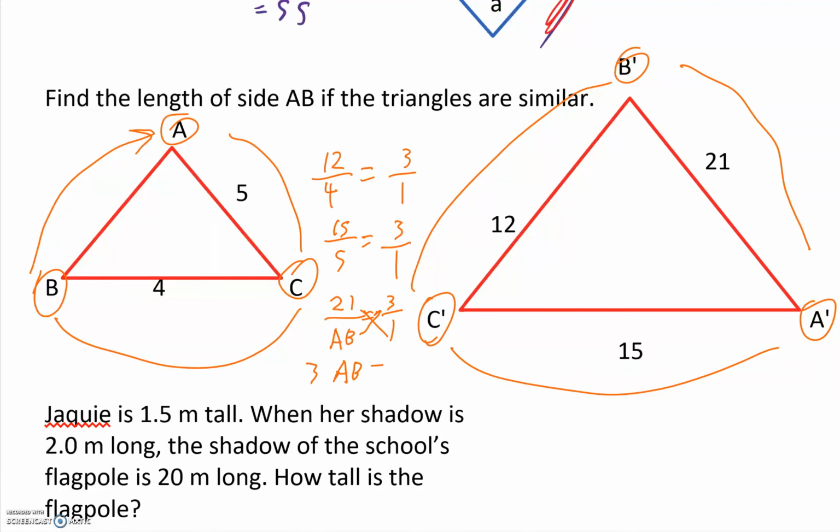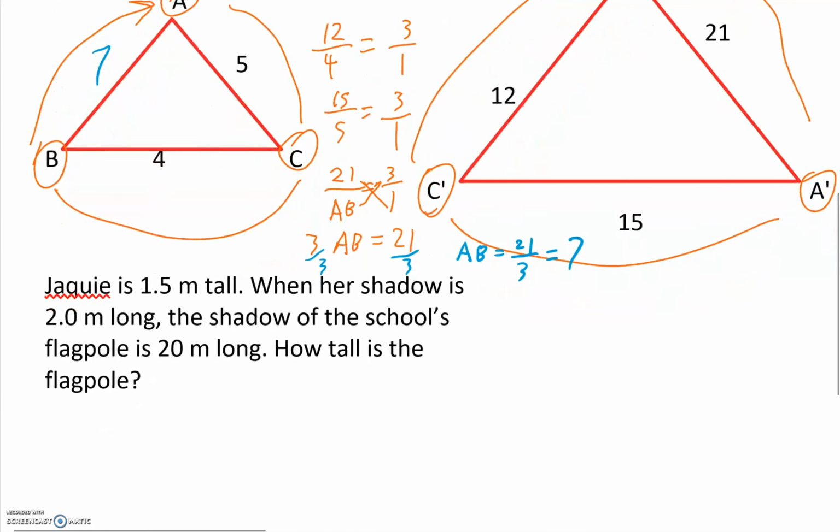So 3AB equals 21. And then you divide by 3 here, divide by 3 here, and we're going to get AB equals 21 divided by 3, which is 7. So AB is 7, if they're similar triangles. Okay. Awesome. Let's take a look at the last question here.